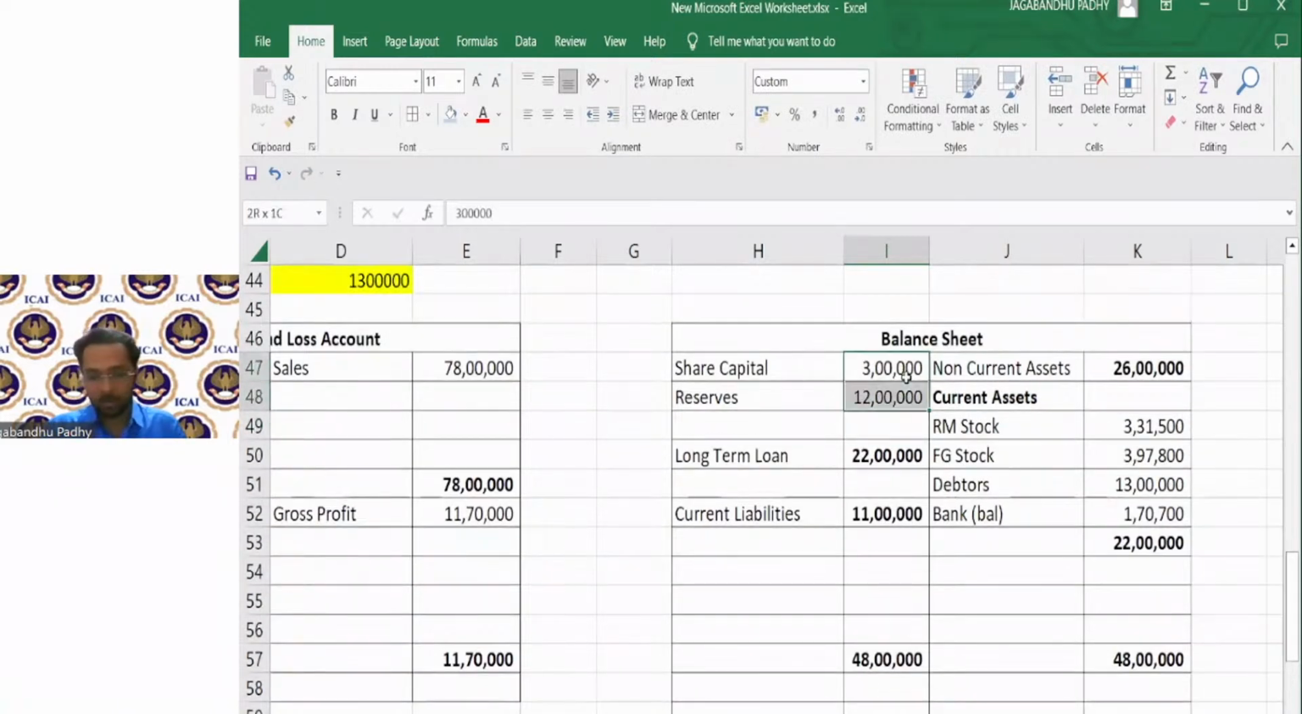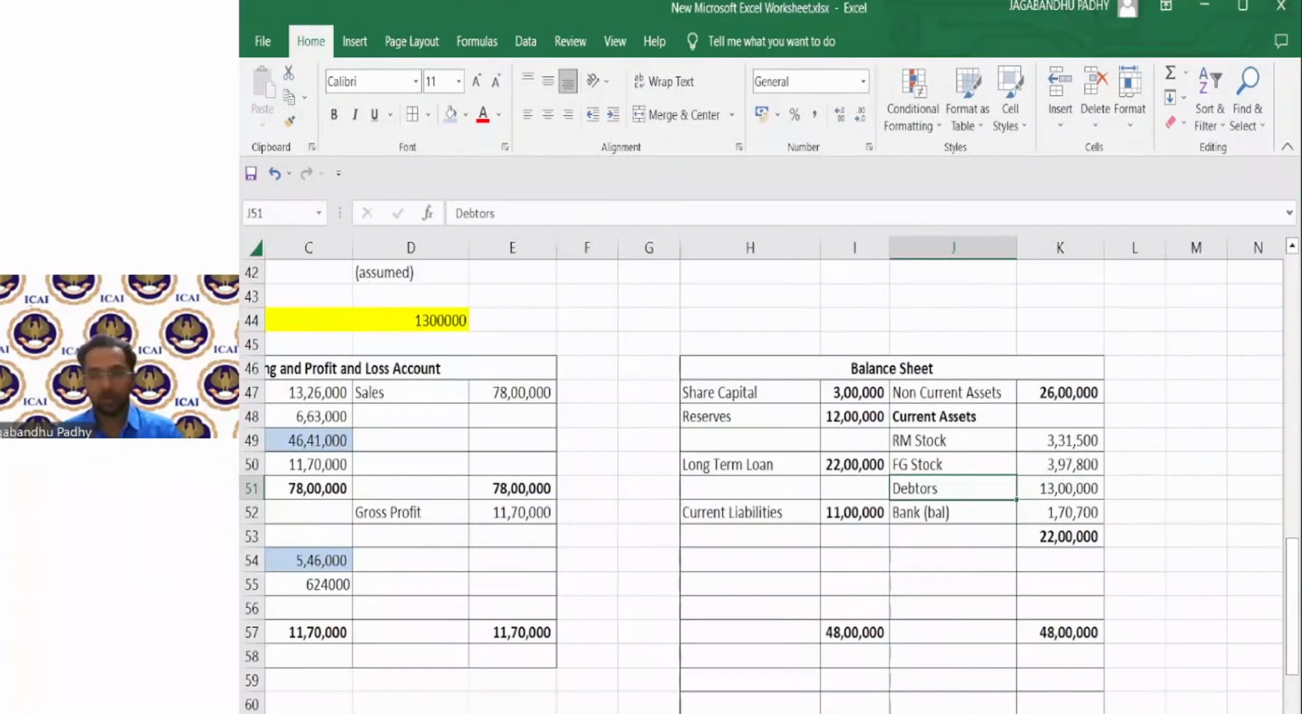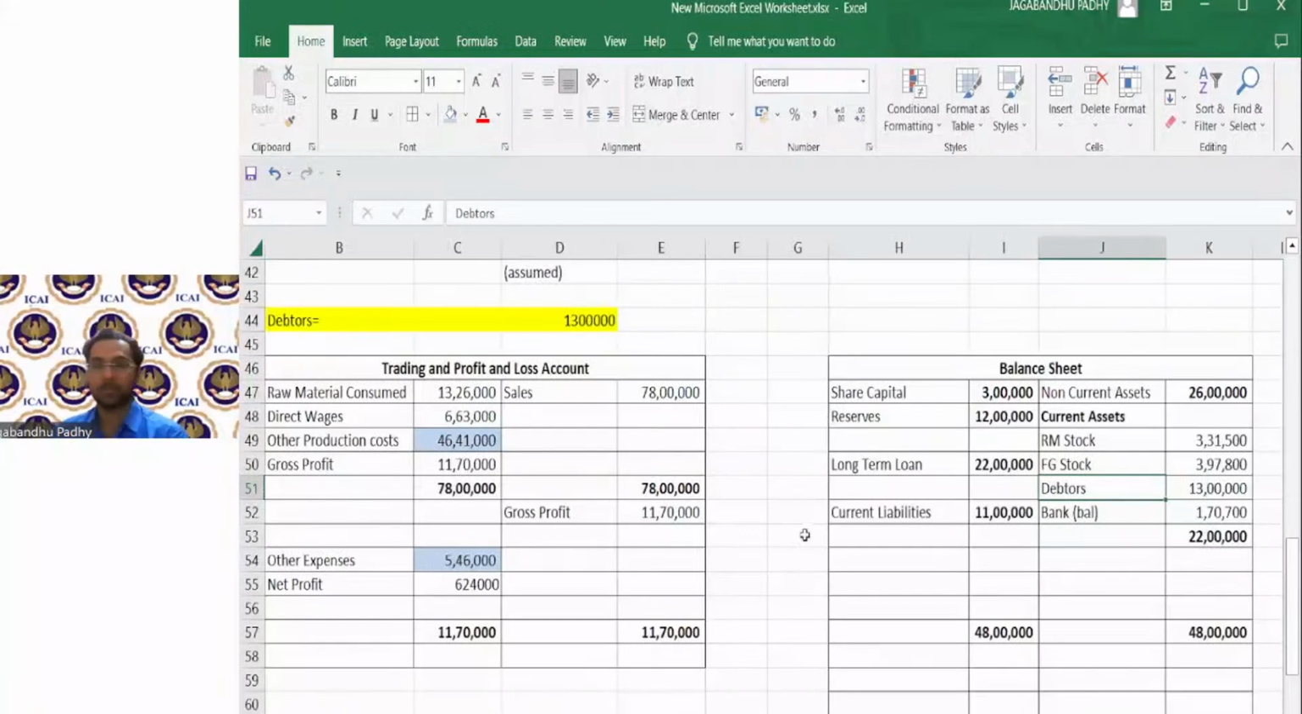That's how we complete the entire balance sheet. Right? So here we go. We have the balance sheet as well as the P&L ready in front of us. Now let me just check if there are some queries. Are there any queries?